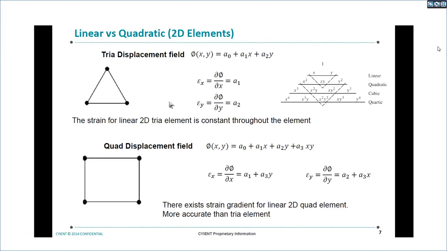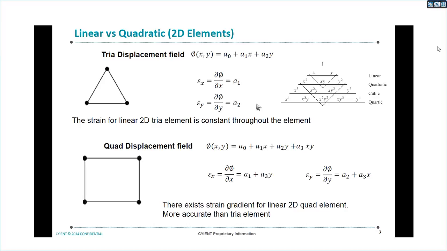Now let us look into 2D elements. Okay, so the tria displacement field. It is a complete polynomial, 1, x, y, above the solid line. So it is represented by this formula: a1x plus a2y. When you try to get the strain in x and strain in y, they are constants. So this indicates that strain for a linear 2D tria element is constant throughout the element.